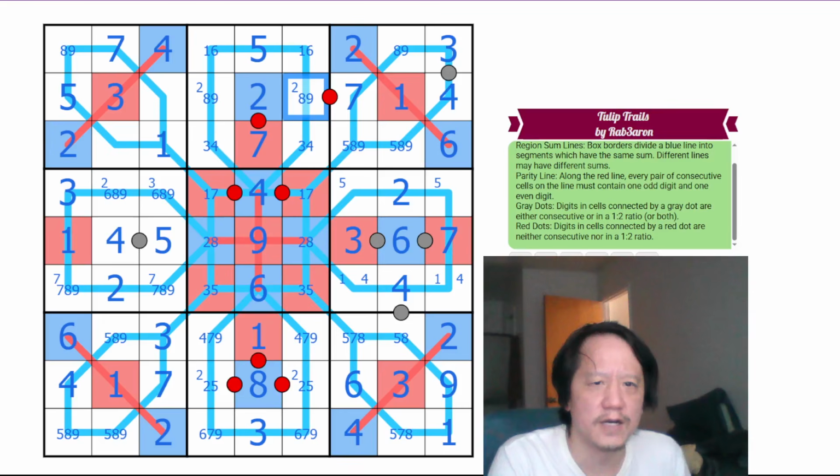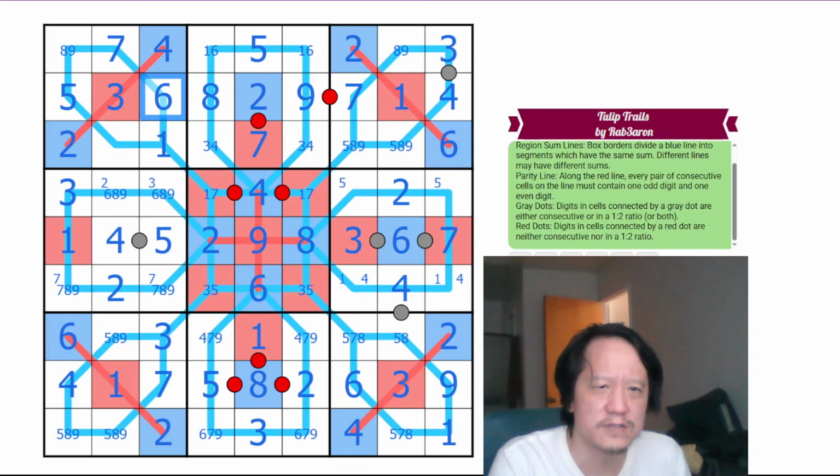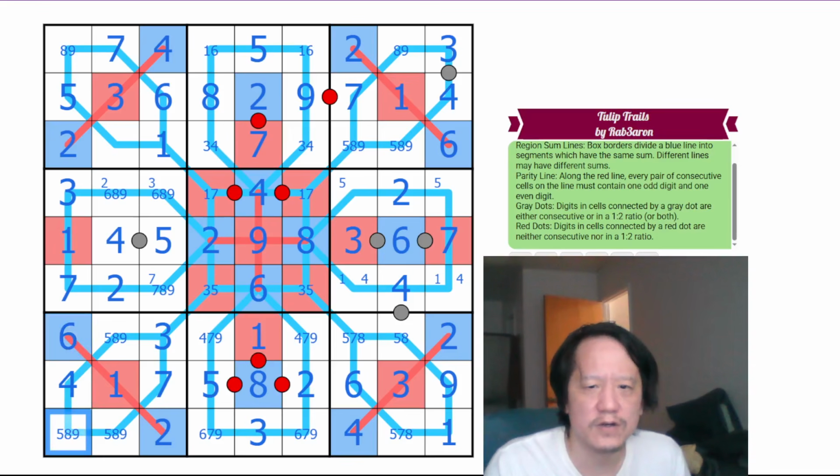7 is consecutive with 8, so this has to be 9. That's 8. Which makes that 2 and 8 there. 2 eliminates 2 here, so it's 5 and 2. So far, this is looking fine. That leaves this as a 6. So this is 8 or 9. 7 eliminates 7 here, so this is 7. No 5 here.